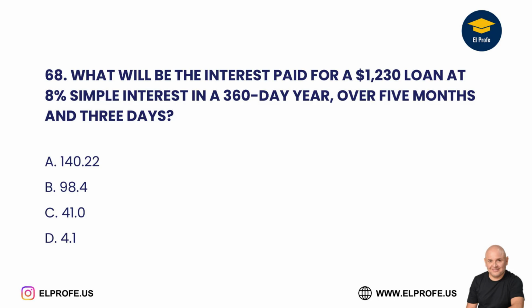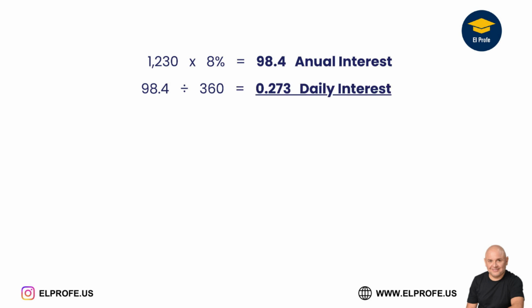68. What will be the interest paid for a $1,230 loan at 8% simple interest in a 360-day year over 5 months and 3 days? Let's see. $1,230 times 8% gives us $98.40. This is the annual interest. Okay, I will divide that $98.40 by 360 to convert it to days. What do I get per day? 0.273. That is the daily interest.